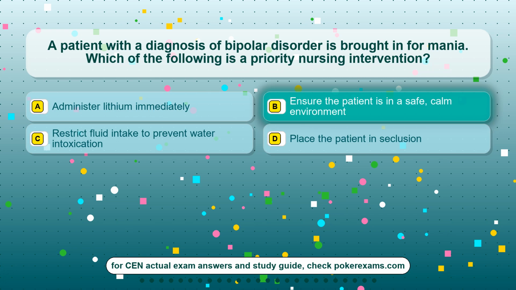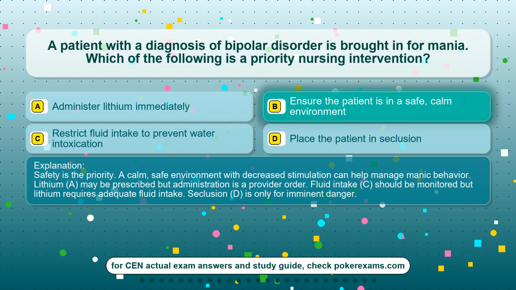The correct answer is option B. Ensure the patient is in a safe, calm environment. Safety is the priority. A calm, safe environment with decreased stimulation can help manage manic behavior. Lithium, A, may be prescribed but administration is a provider order. Fluid intake, C, should be monitored but lithium requires adequate fluid intake. Seclusion, D, is only for imminent danger.